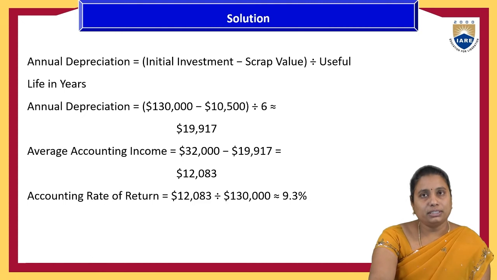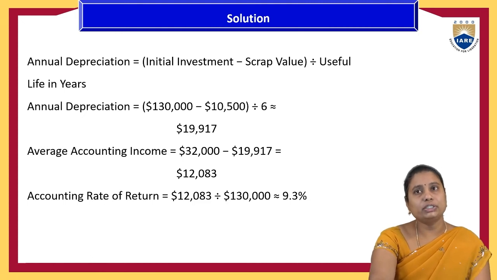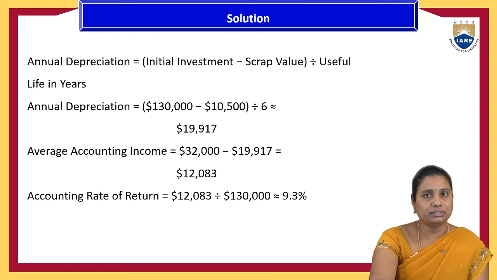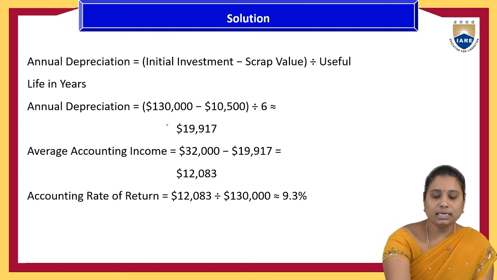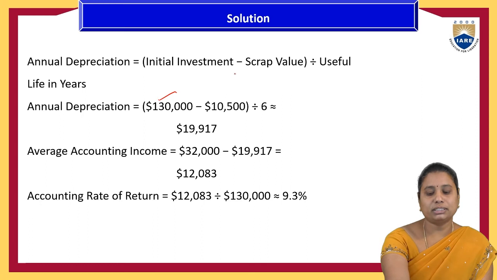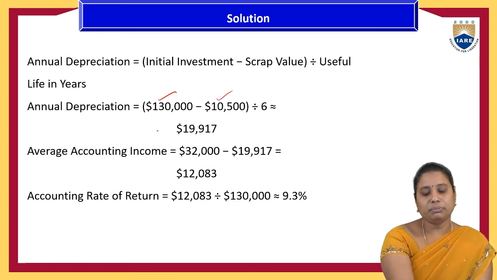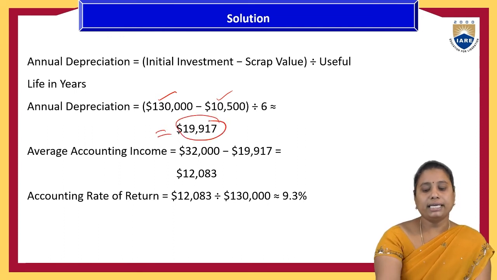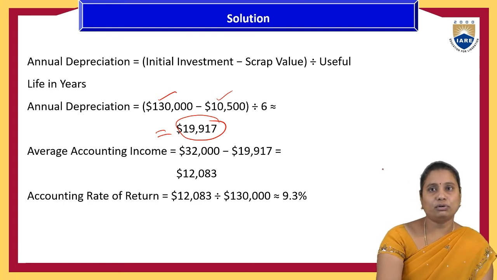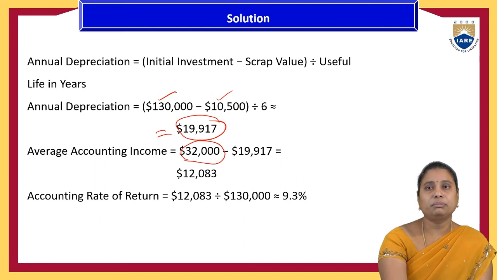Annual depreciation value, if we want to calculate, is initial investment minus scrap value divided by useful life in years. So initially they are investing 1,30,000 with a scrap value of 10,500, divided by 6 years, which means the depreciation on that machinery, the reduction in that machinery value, is 19,917.